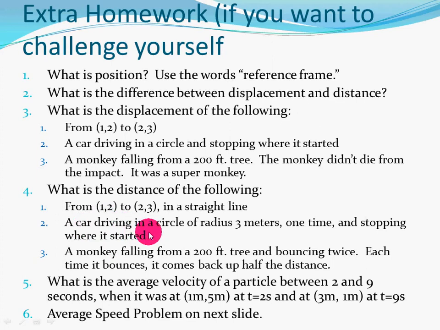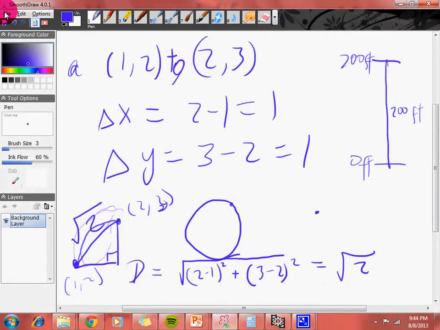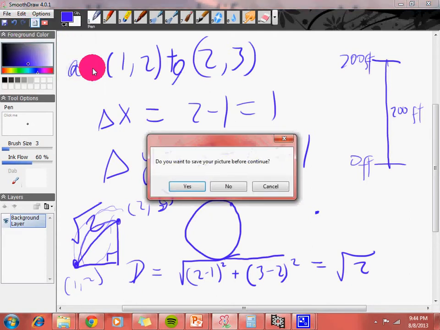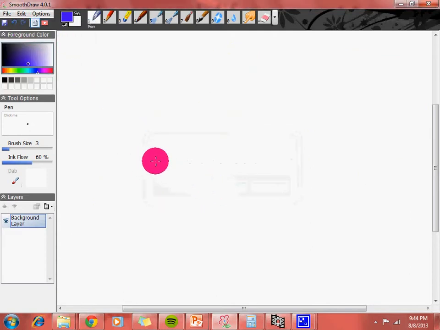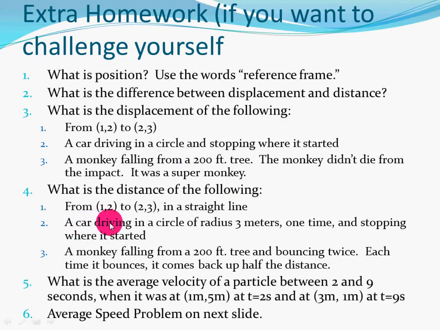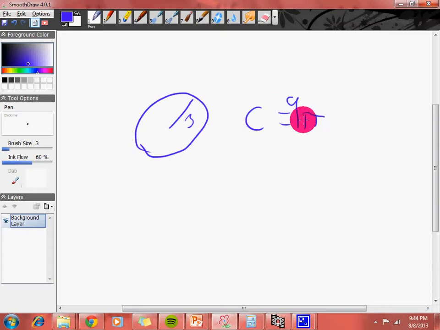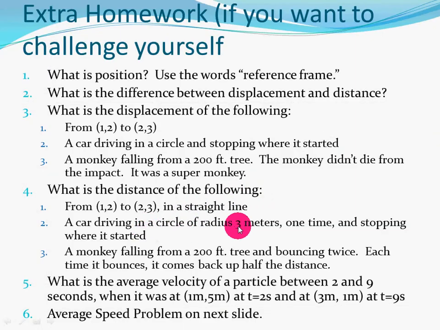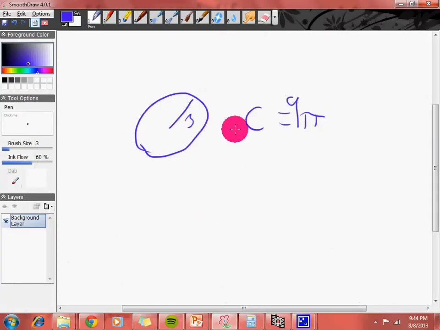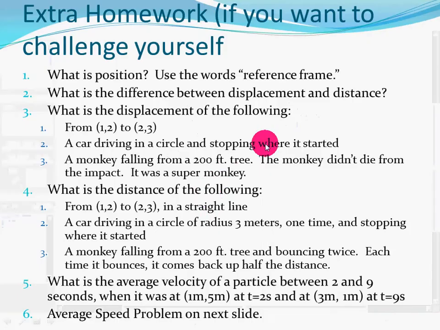A car driving in a circle of radius 3 meters one time and stopping where it started. Now the displacement would be 0, just like we talked about before, but the distance wouldn't be, because you actually wasted gas, didn't you? So we went in circles of radius 3, and the circumference is 2 pi r, which is 6 pi. So what is the distance? It would be 6 pi, because the distance around the circle is the circumference of the circle.